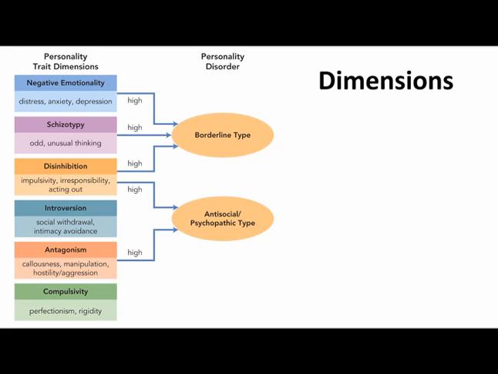personality disorder. But this figure here actually only looks at two specific personality disorders. Borderline type, so if people score high in negative emotionality, high in schizotypy, and high in disinhibition, they end up categorized as borderline type for personality disorder. Whereas if you score high in disinhibition and antagonism, then you might end up under antisocial or psychopathic type.